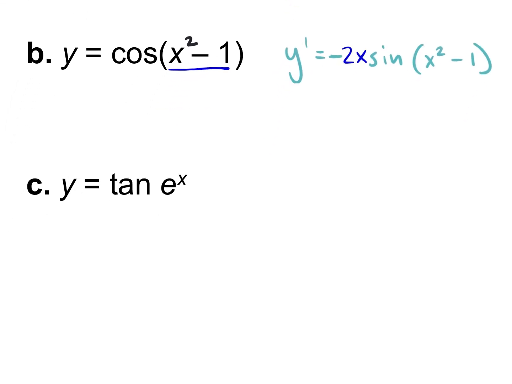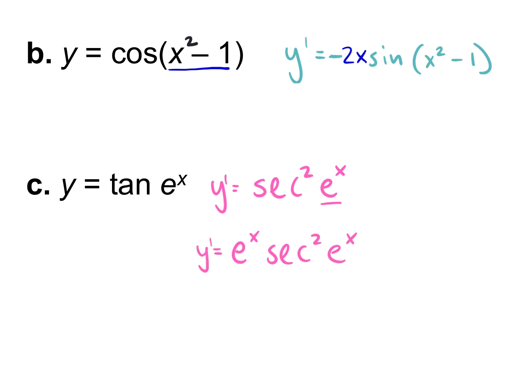All right, C. What's the derivative of the tangent? Secant squared. So secant squared e to the power of x, the inside part stays the same, and then we multiply it by the derivative of the inside. What's our derivative of e to the power of x? E to the power of x. So we've got e to the power of x times secant squared e to the power of x. So this would be our derivative. Any questions here?